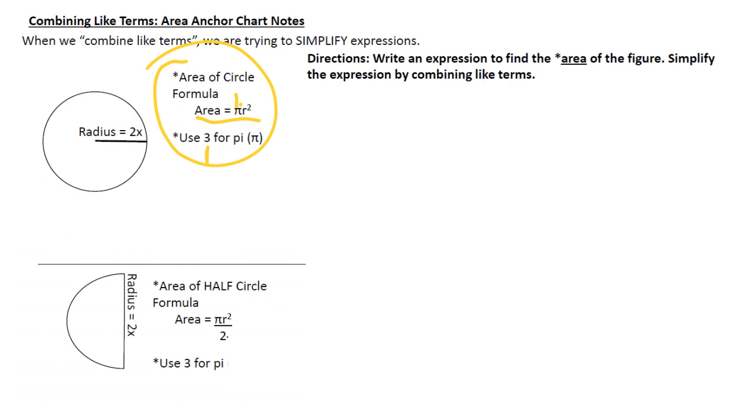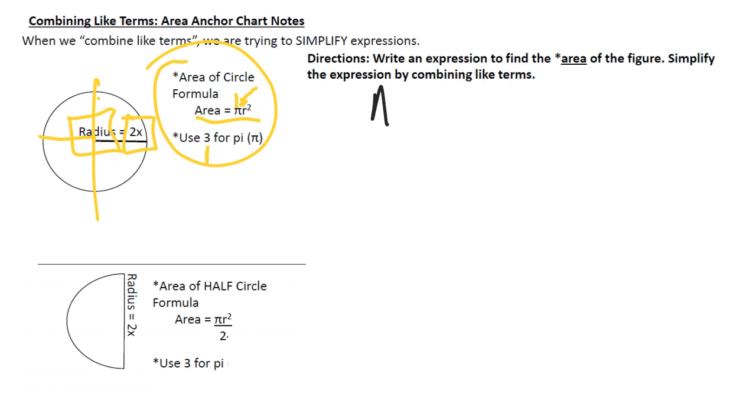So notice that this r is in the formula right here. That r stands for the word radius, if you've forgotten from last year. And radius is half the diameter of a circle. So notice the diameter would have gone all the way through the circle. The radius is only halfway through. So our radius in our circle is only 2x. So we're going to use that for our formula.